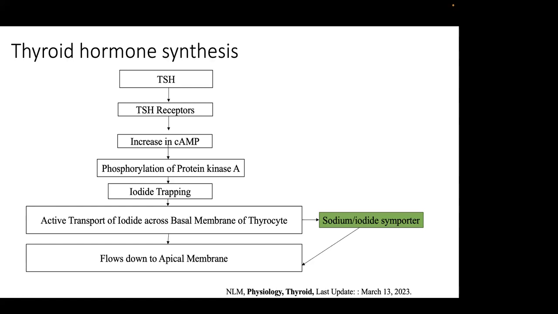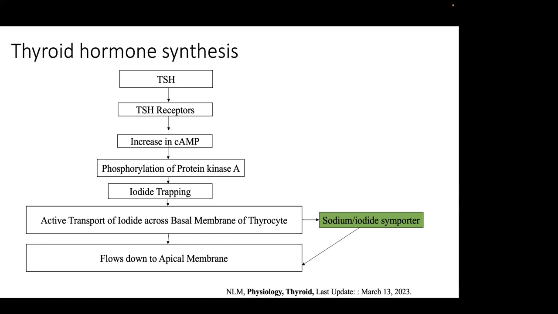Going ahead with the synthesis, first we have the thyroid stimulating hormone, which binds to the TSH receptor. The thyrocytes have a basal membrane, which is close to the circulation, and an apical surface, which is in contact with the thyroid follicle. The TSH will bind to the TSH receptors, which are usually present on the basal membrane.